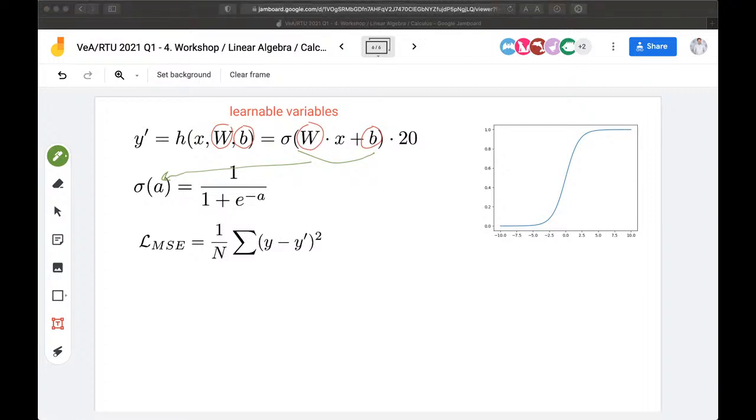So do you have any other ideas? Any other ideas? I mean, what are the next steps? What should be the next steps to learn weight and bias?